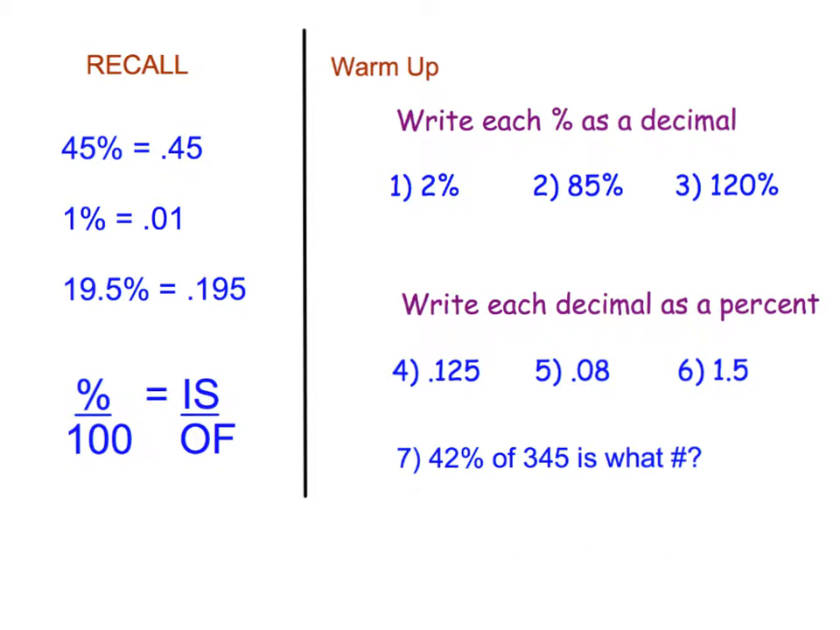And then finally, this was a review of the percent equation. 42% needs to be written as a decimal, and of means multiply. So 0.42 times 345 gives me 144.9. So 144.9 is 42% of 345.